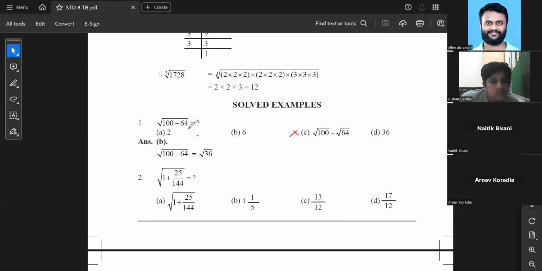Now what I'm going to do, I'm going to simply do the subtraction. So 100 minus 64 is 36. Root of 36 is 6, because there is a square root over it. Don't just say 36. Sometimes students, what do they do, oh it's 36, tick it. No, don't do that, because your answer is not 36, your answer is root of 36. Root of 36 is 6, which is nothing but B. Excellent. I really appreciate it.